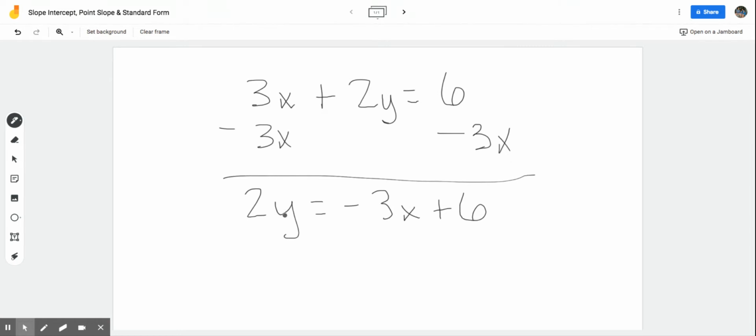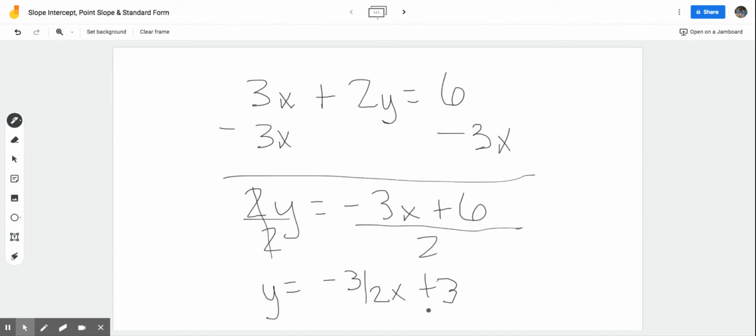Now if I want y by itself, I have to divide by 2. The key thing here is that I have to divide everything by 2. So I have y equals negative 3x divided by 2, which is just negative 3 over 2 x. You don't need to change it to a decimal, leave it as a fraction. And then 6 divided by 2, which is equal to 3.